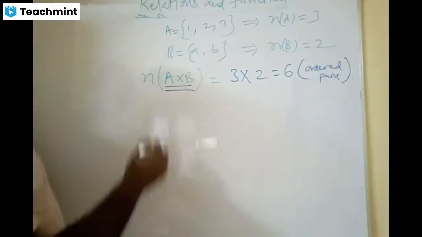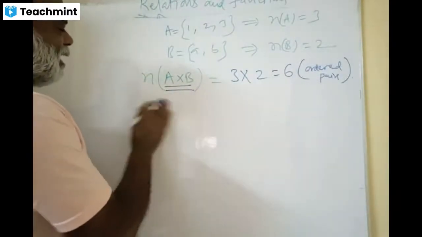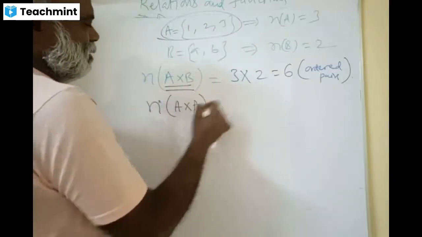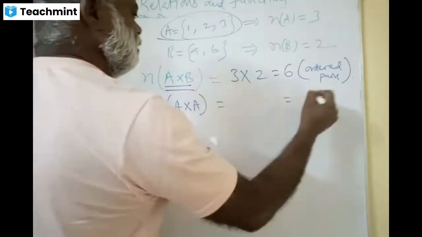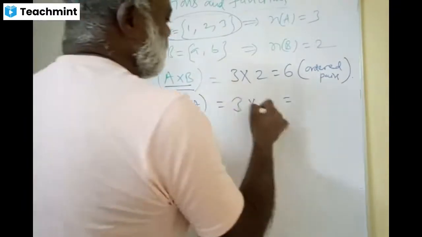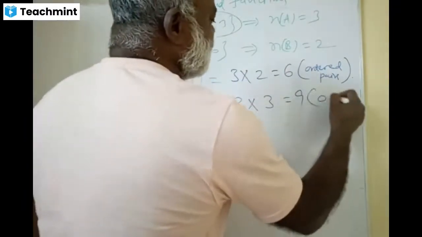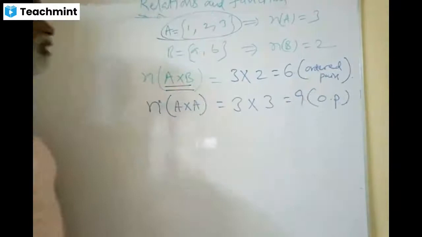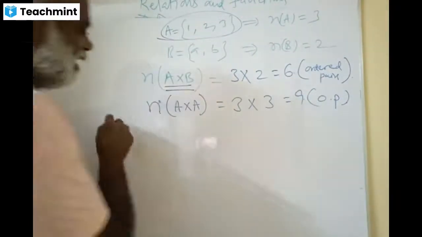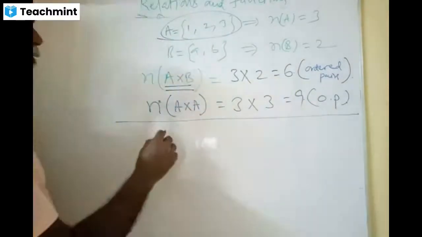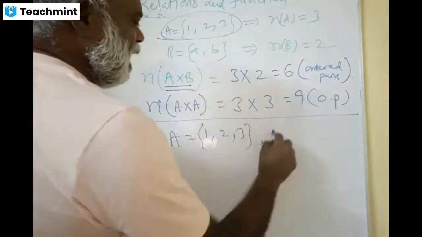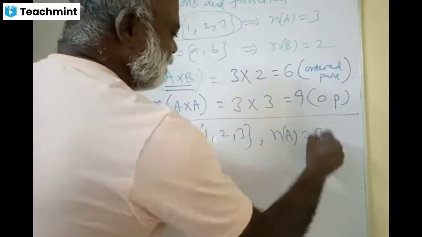Suppose A is this, and n(A cross A): Mr. Arpit, tell me the answer here. 9, sir. 3 into 3. Brilliant answer, there are 9 ordered pairs. Excellent. Now I'll ask one more question here. A is {1, 2, 3}, and of course n(A) equals 3, right?